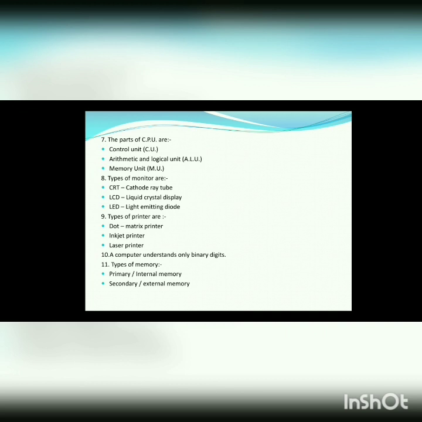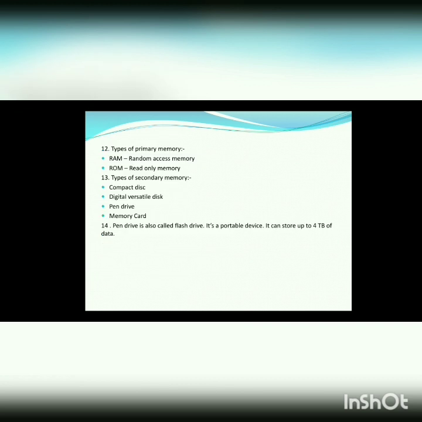Now computer understands only binary digit. Binary digit, that means 0 or 1. That is also called the bit. Types of memory. There are 2 types of memory. Primary memory is also called the internal memory and another one is the secondary, that is also called the external memory.